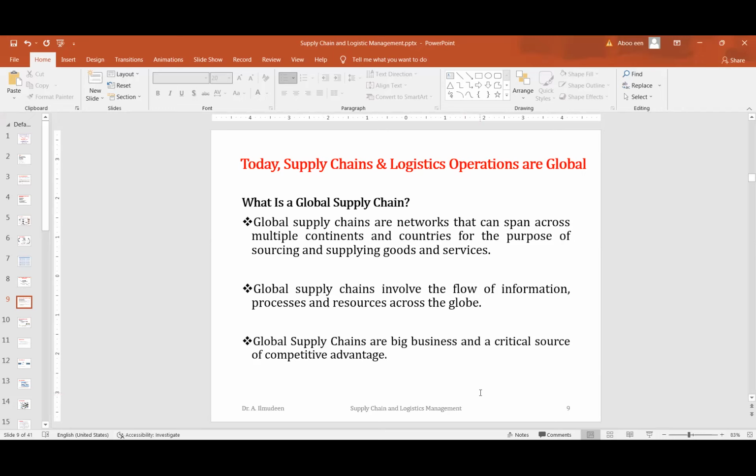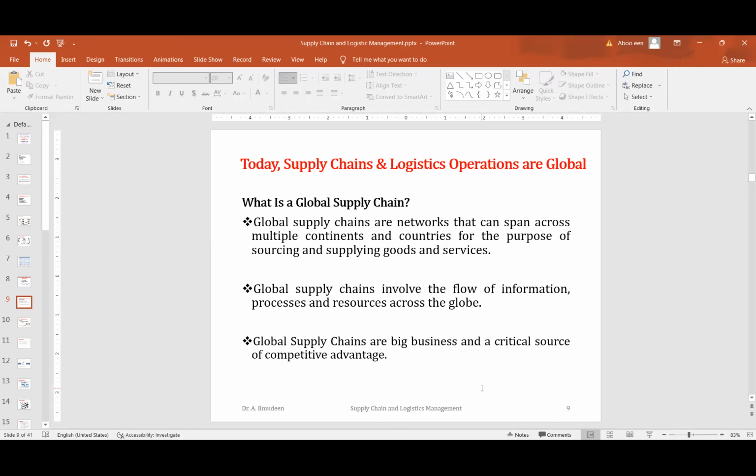So global supply chains are big business and a critical source of competitive advantage, because today business organizations are running their business not only in the local market, they are running their business operations in the global marketplaces. To meet global customers' requirements and to compete with global competitors, they want to integrate effective supply chains and logistic systems with their business operations, so they can sell their products and services through e-commerce, collect orders from customers through the e-commerce site, and send the product to their customers through logistics and distributors.